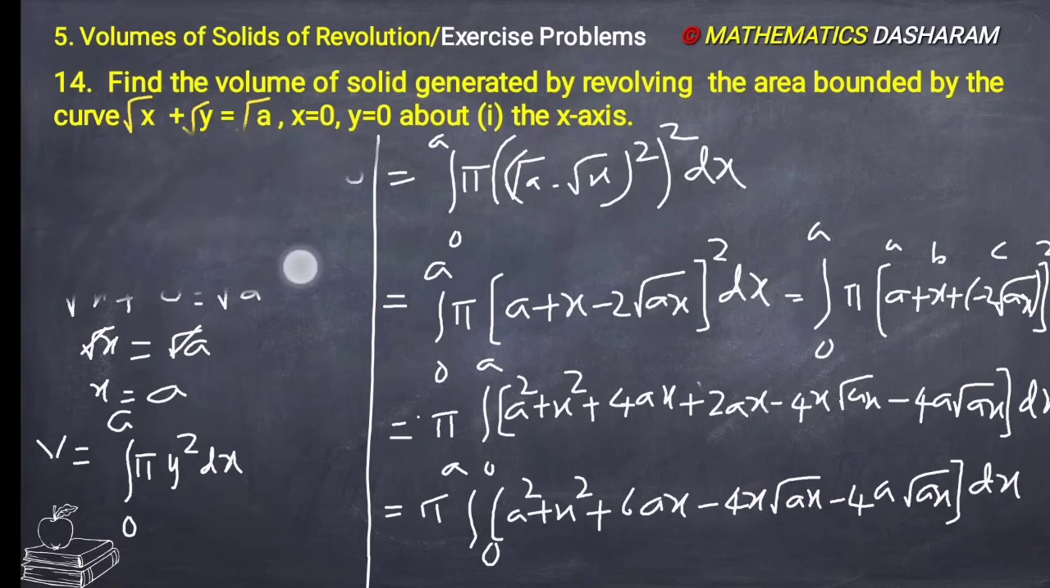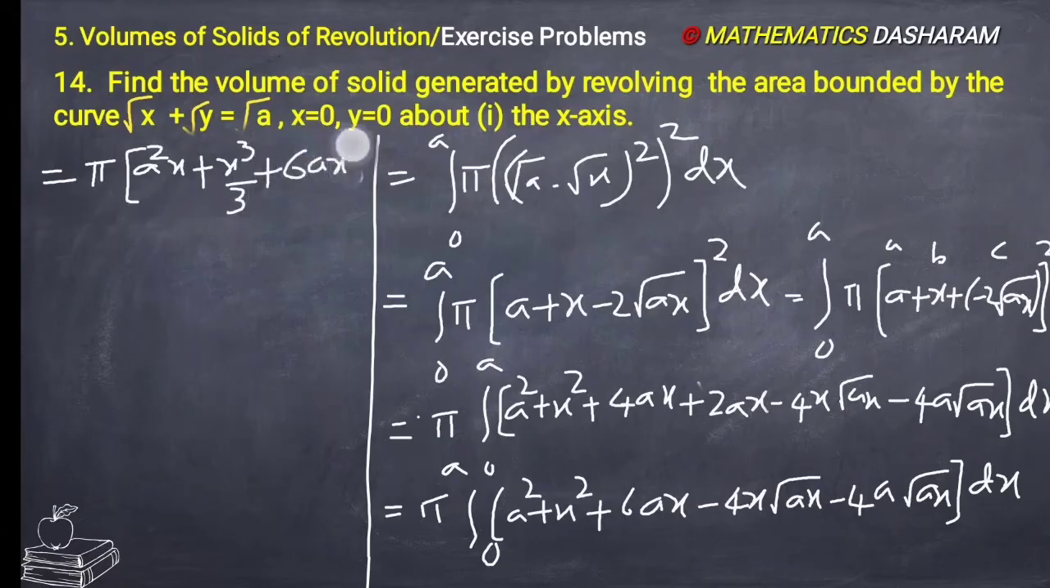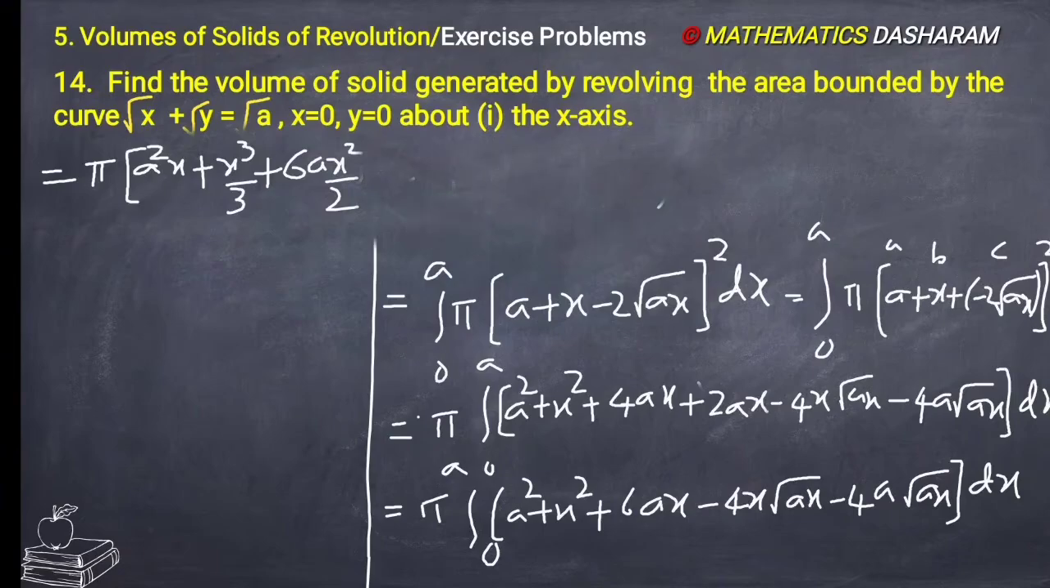Now apply the integration. So it is equal to pi, here integration of a square is a square x, integration of x square is x cube by 3, plus 6ax, 6a into x square by 2. Next minus, here 4x into under root ax.